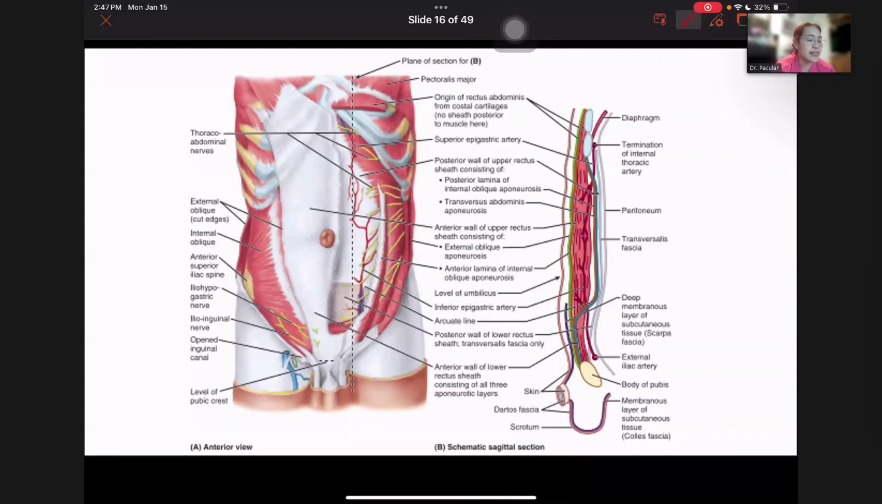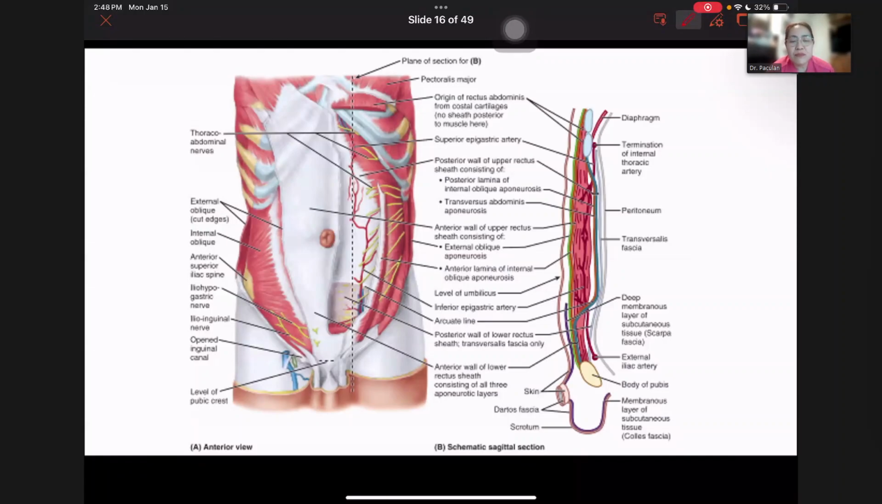So here, this is another image from your book. What I would like to show you here is that at approximately 1/3 of the distance from the umbilicus to the pubic crest, the aponeurosis of the three flat muscles pass anteriorly to the rectus abdominis to form the anterior layer of the rectus sheath. Do you know what aponeurosis means? They flow together, they are intertwined. The fibers are intertwined, you cannot separate them.